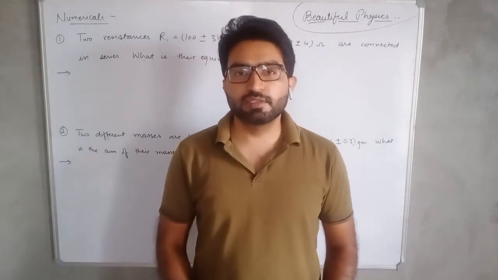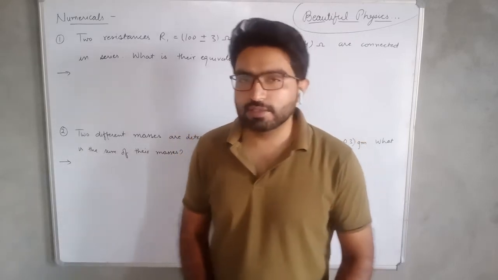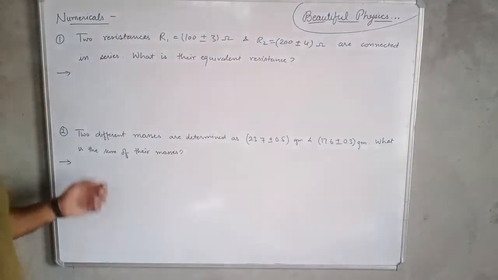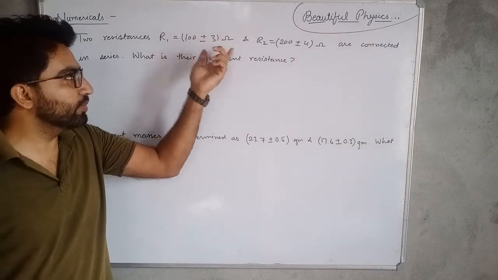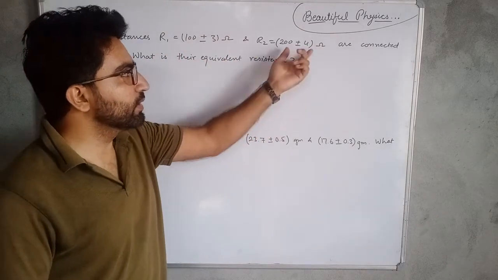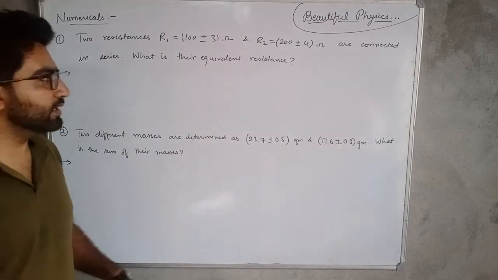Welcome again, students. Today we are going to discuss the numericals on errors. Okay, let's take the first example. The first question: two resistances R1 equals 100 plus minus 3 ohm and R2 equals 200 plus minus 4 ohm are connected in series. What is their equivalent resistance?